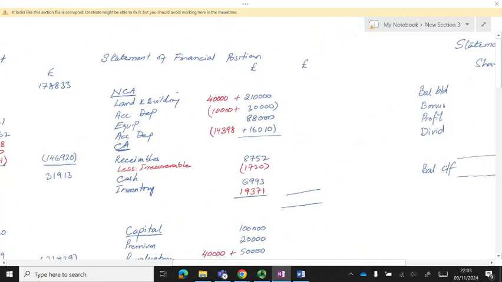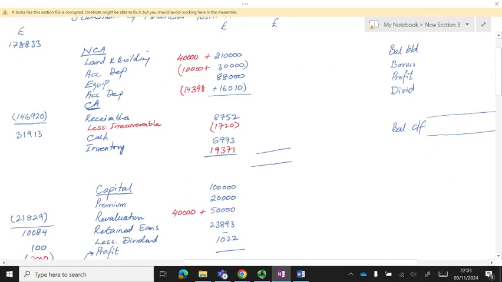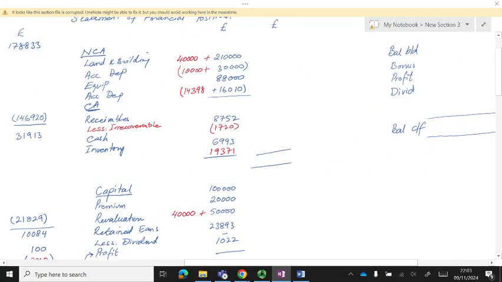Right, let's now add all our assets. So land and building minus the accumulated depreciation plus plant and equipment. Yeah, I've just written equipment. It is actually plant and equipment less the accumulated depreciation, and the total is 267,592.